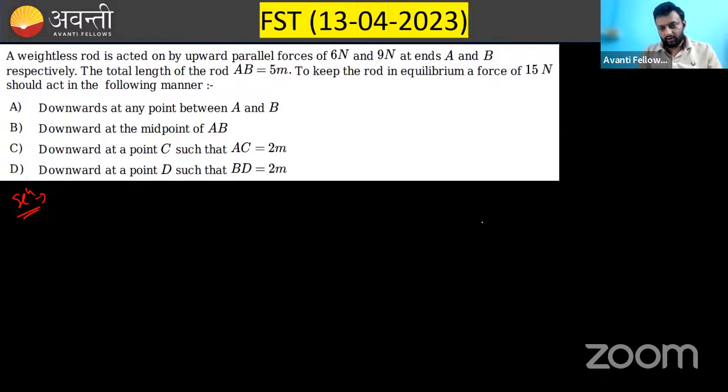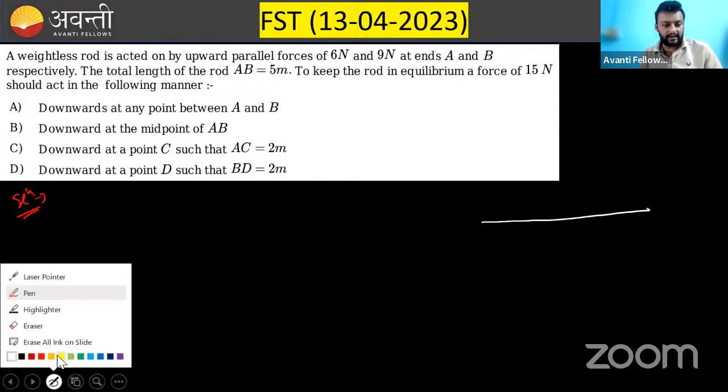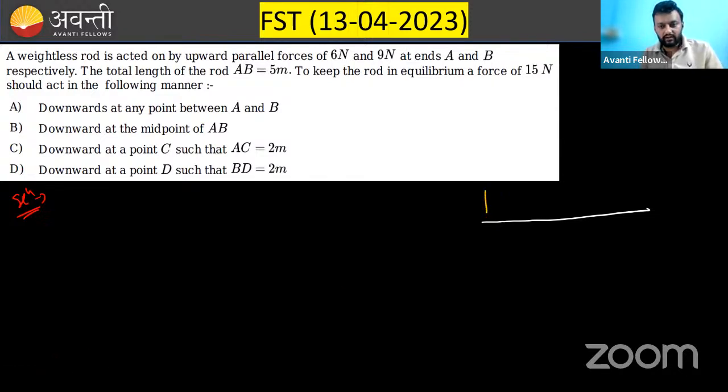There is a weightless rod. Clear? It is acted upon by upward parallel forces of 6 Newton and 9 Newton at the ends. So at the ends, there are two forces, one of 6 Newton and one of 9 Newton. The total length of the rod is 5 meter.